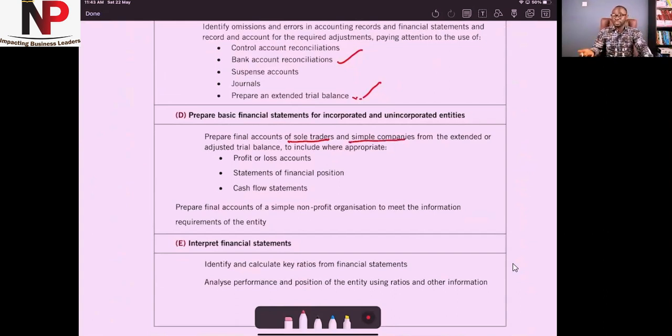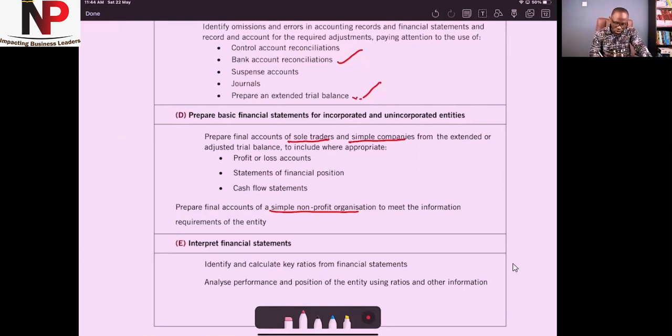Then companies. How do we prepare financial statements for a company, a limited liability company, and then as well as NGOs, very, very important, clubs, societies, institutions that do not exist to make money. So for not-for-profit organizations and institutions, we're going to be spending some time also to look at them.